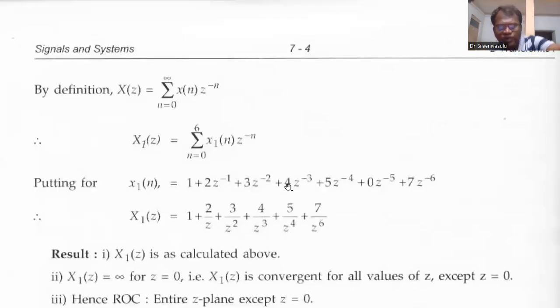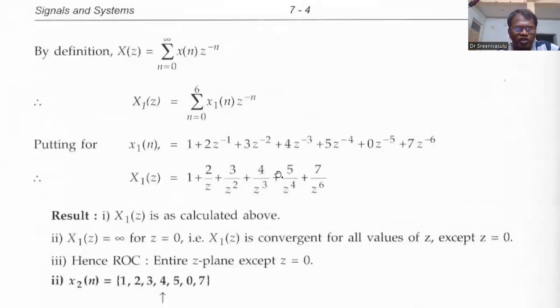Similarly for x2 of n, as I said previously, whenever there is an arrow, it indicates n equal to 0. The left side is negative, the right side of 0 is positive. Now here the formula is from n equal to minus infinity to plus infinity, but the sequence is available from 0 to 6. So you can write x1 of z is equal to the z transform of x1 of n, which is the sum from n equal to 0 to 6 of x1 of n into z power minus n.